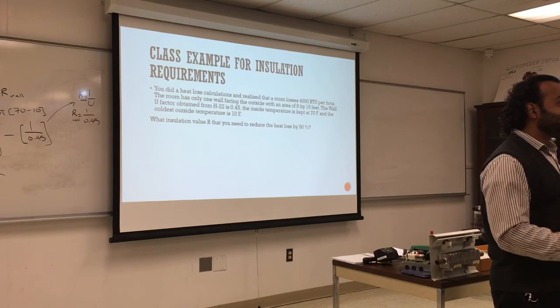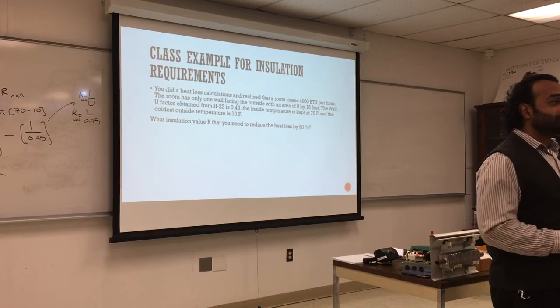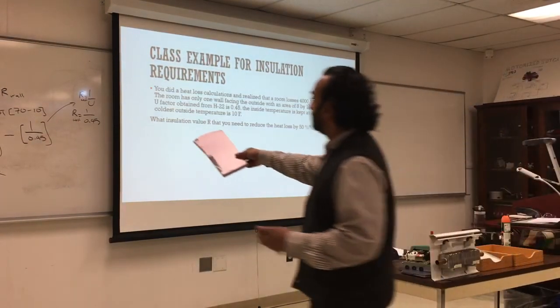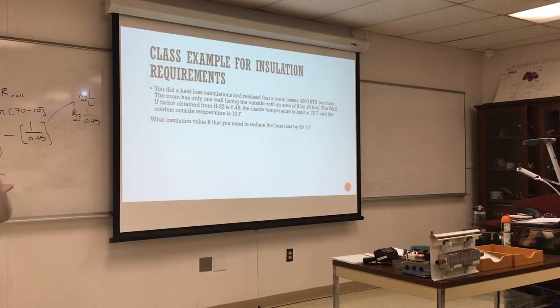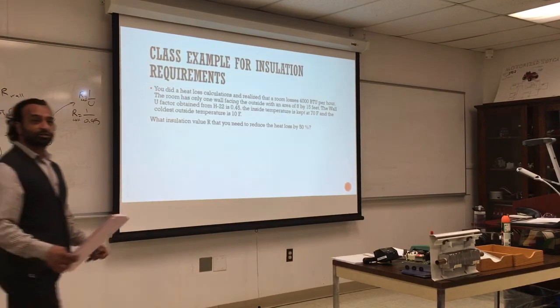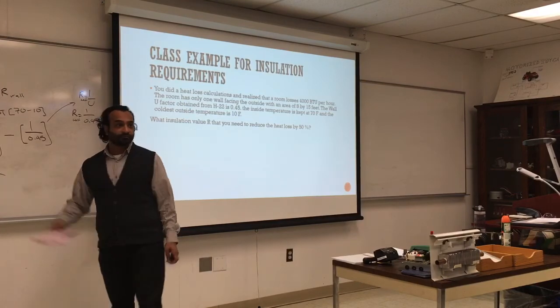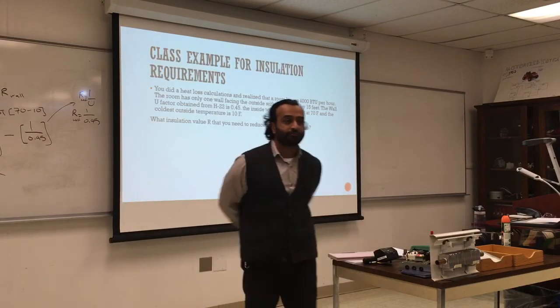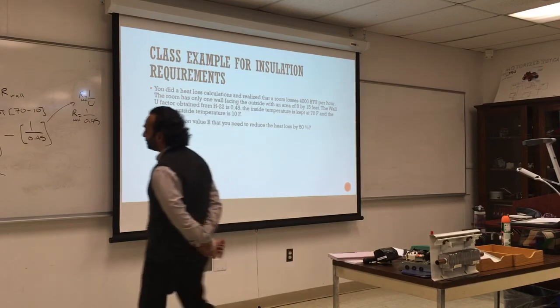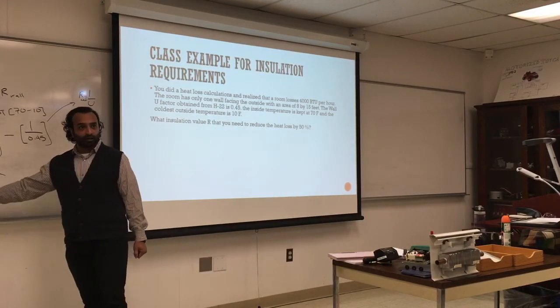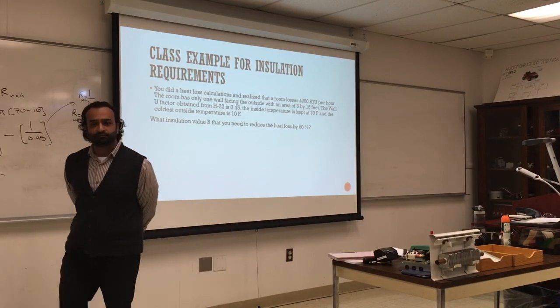The current R value is 2.22. That's the current R value of the wall. You're going to add more insulation to it. 3.6 is the result of this number. Oh, okay. So then it's 3.6 minus the R value of the wall, 1/0.45.